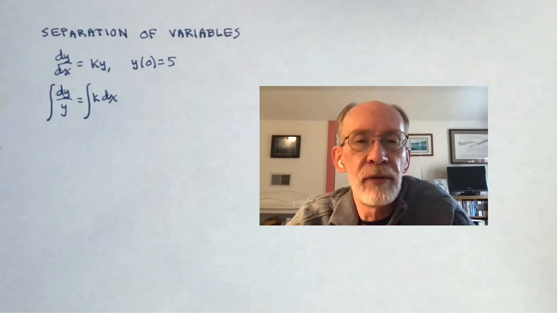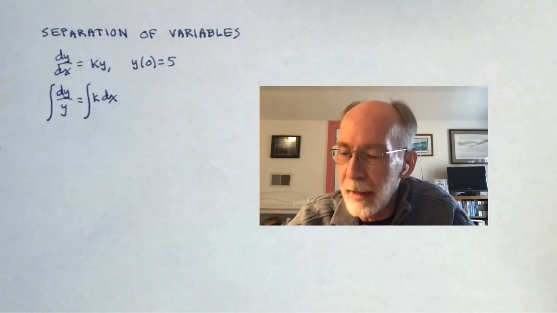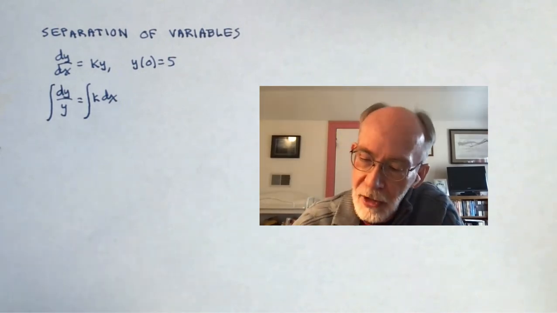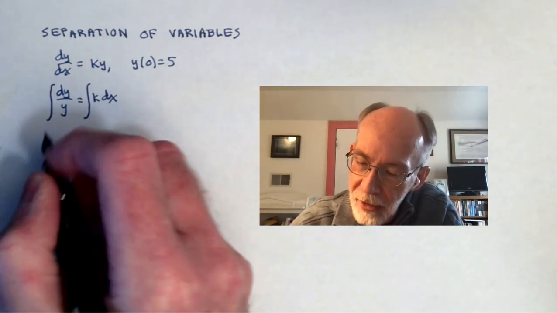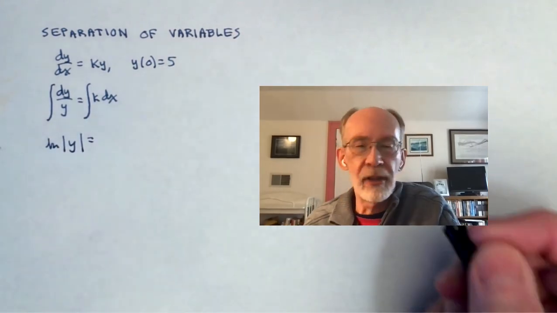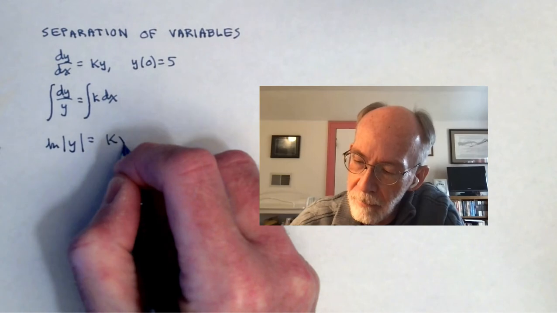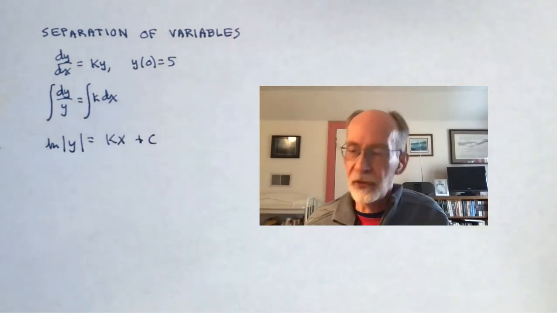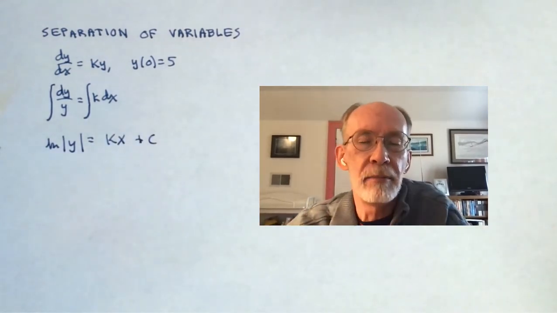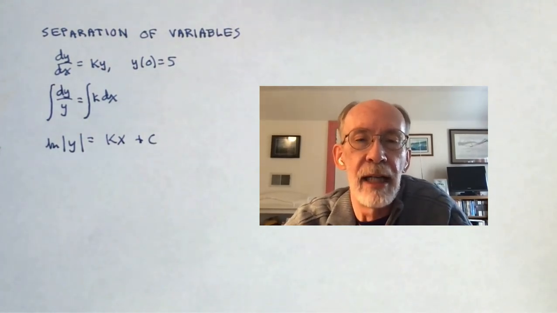We know if two functions have equal derivatives, they differ by a constant. And so the integral of dy over y and the integral of k dx ought to also differ by a constant. So if I integrate 1 over y dy, I get natural log absolute y. If I integrate some constant dx, I just get that constant times x. And then we need a constant of integration somewhere. And my preference is to put it on the independent variable side.